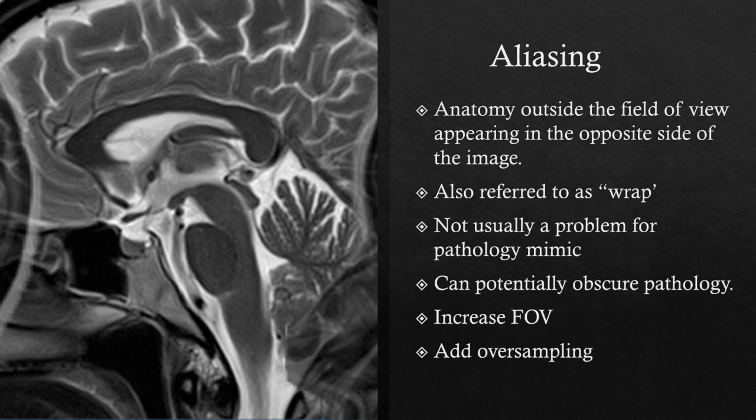Moving on, something which I'm sure all of us have seen in our time. This is quite a common problem: aliasing, or sometimes called wrap. This applies to anatomy that's outside of the field of acquired imaging, and then when the image comes out, those areas that are outside have been sampled and have been entered into the K-space and appear on the image.